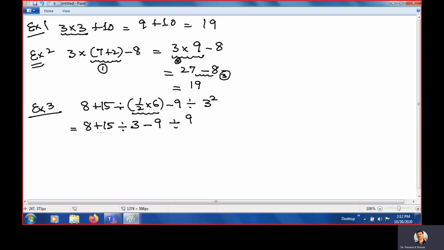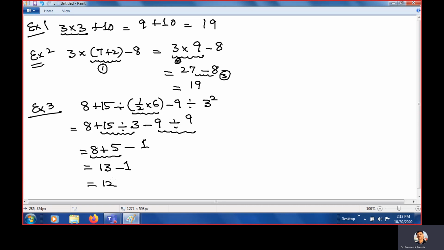Now there are two divisions. So we will solve these two divisions, this division as well as this division. Division will be solved together. 15 divided by 3 is 5, minus 9 divided by 9 is 1. Then will be addition. 8 plus 5 is 13. Then minus is the last. So what is the answer? Answer is 12. Clear? So this you need to remember.